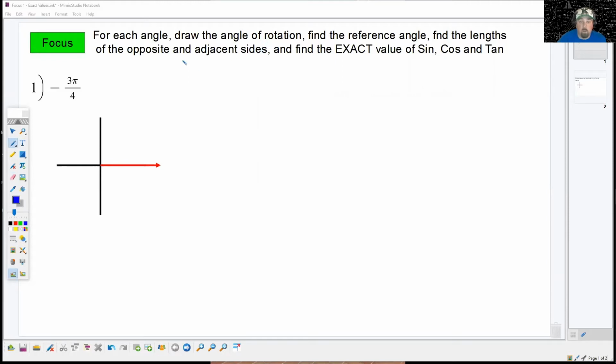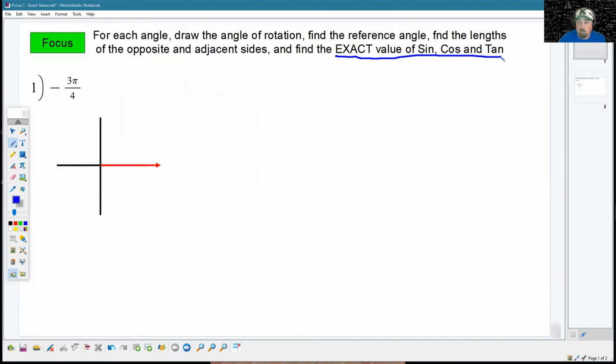So we're going to do a quick focus review of what we left off with last week, which is finding these exact values, sine, cosine, and tangent, given specific angles of rotation inside the unit circle. I don't have the unit circle drawn here, but we're going to kind of hypothesize through it. So first thing we need to do is draw this angle of rotation. So this is negative 3 pi over 4.